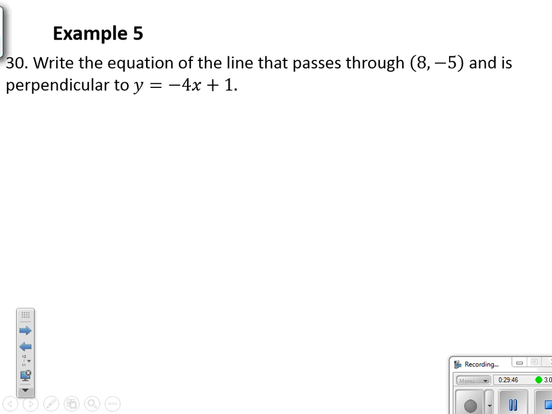All right, our last example. Write the equation of the line that passes through 8, negative 5, and it's perpendicular to the line y equals negative 4x plus 1. Now you folks are at a distinct advantage because you've just come off of geometry and you know what perpendicular means. So let's just say we were drawing in our original line, negative 4x plus 1. So we would have a line that looks like that.